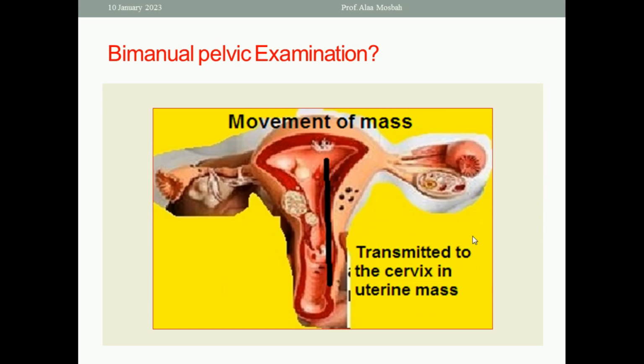On bimanual pelvic examination, if I try to move the mass from side to side like this, the mobility will be transmitted to the cervix if it is a uterine mass. But if I try to move an adnexal mass, the mobility will not be transmitted to the cervix. This is another difference.